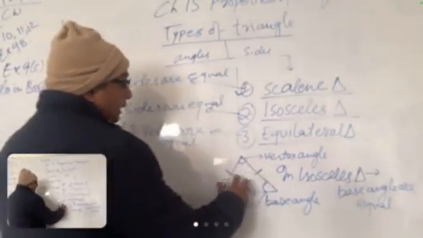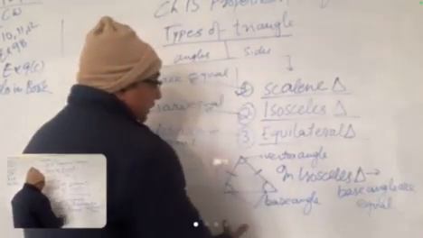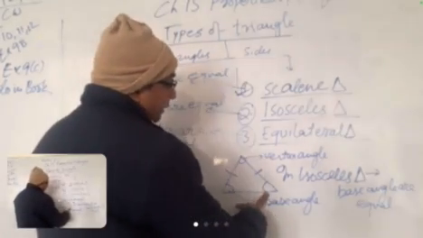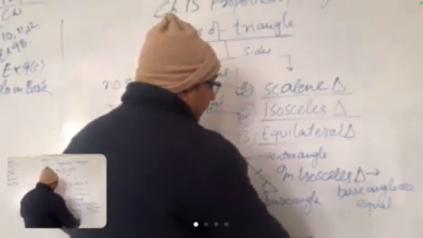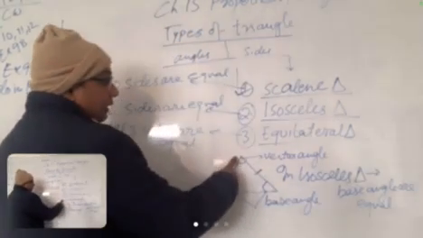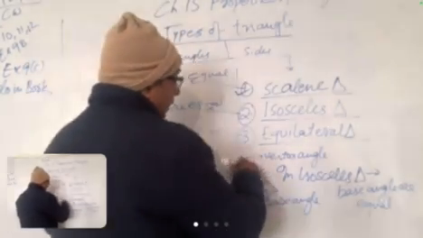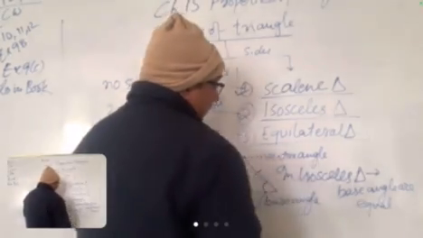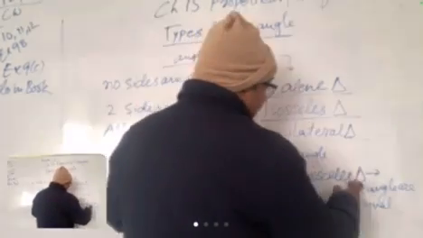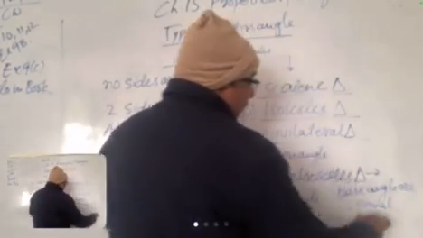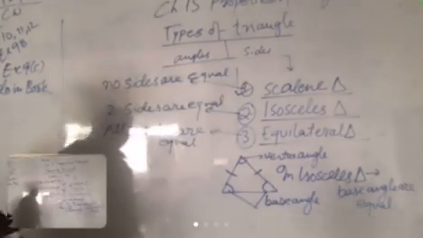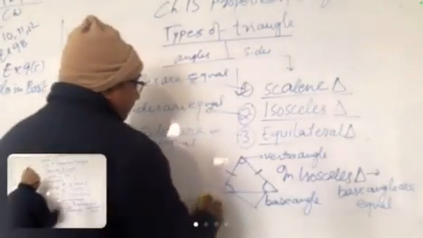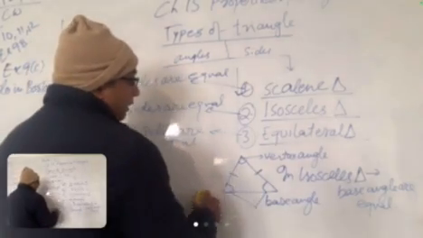In an isosceles triangle, two sides are equal. The lower one is the base, and the angles at the base are called base angles. The angle at the top is called the vertex angle. In an isosceles triangle, base angles are equal. Isosceles triangle में base angle जो होते हैं वो equal होते हैं. Clear and copied?